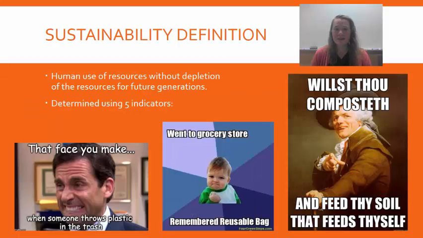Now, sustainability is defined as the human use of resources without depleting the resources so that future generations can also use these resources. So really, this is just wise use of the stuff that we have available to us. Now, there are 5 indicators that are used to determine the overall sustainability of the human population.